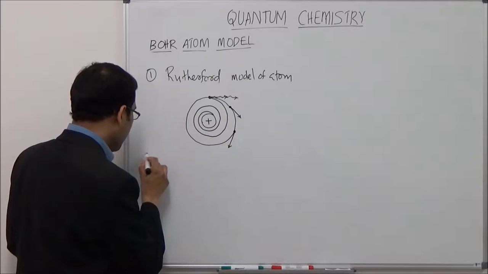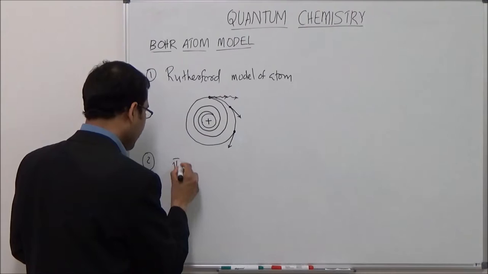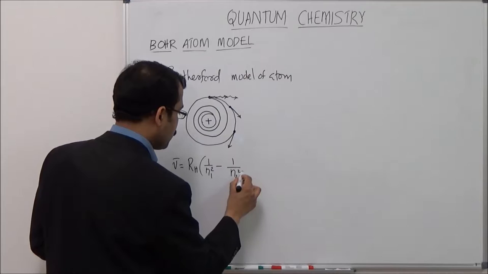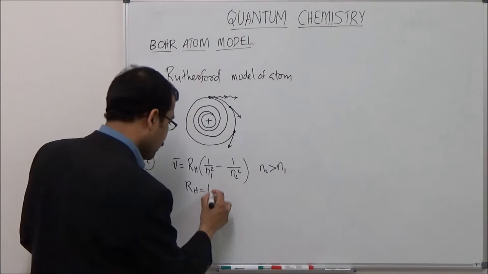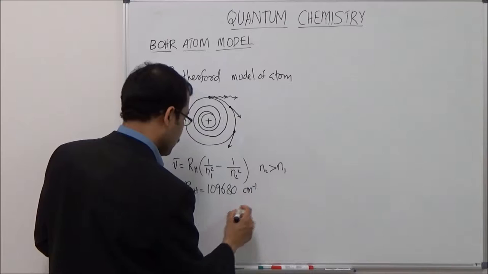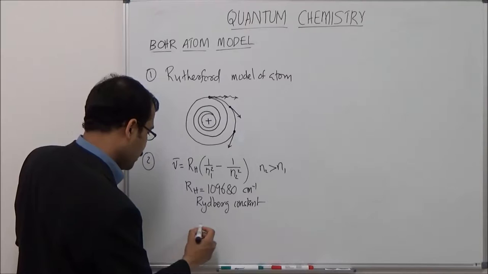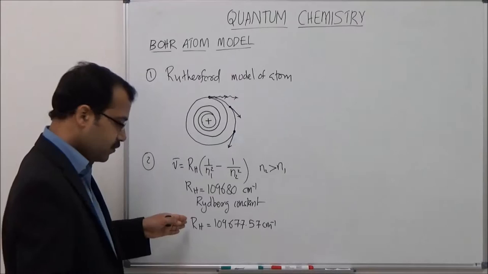The second point to be remembered is the emission spectrum of hydrogen that we already learned in the previous video. We went through the Rydberg formula: nu bar is equal to RH times (1 divided by n1 square minus 1 divided by n2 square), where n1 and n2 are integers and n2 is greater than n1. The value of RH is equal to 109680 centimeter inverse, and it is called the Rydberg constant. The modern value of the Rydberg constant is 109677.57 centimeter inverse, and this was an empirical formula without any theoretical support.